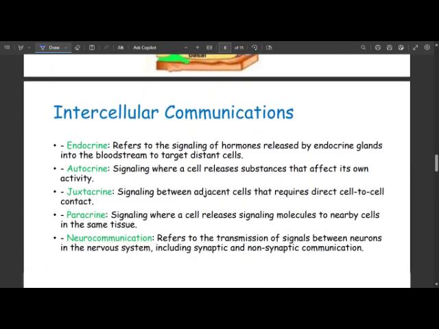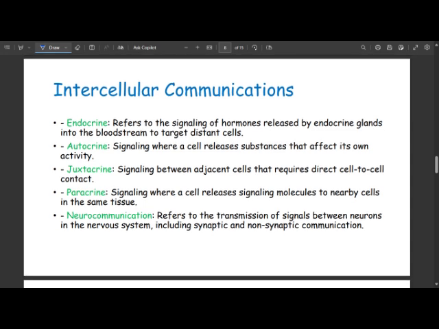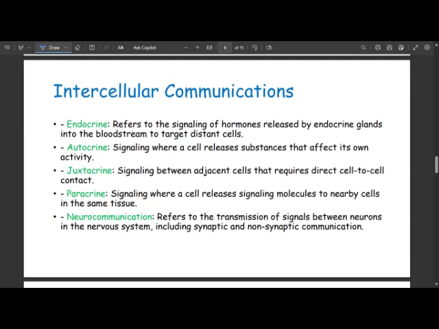All right, so we move on to cellular communications. These cells, as much as they are tightly bound together, have to communicate one way or the other. So let's explore how these cells communicate. There are various ways and various names given to a type of communication depending on where the cell is and where the target cell is.